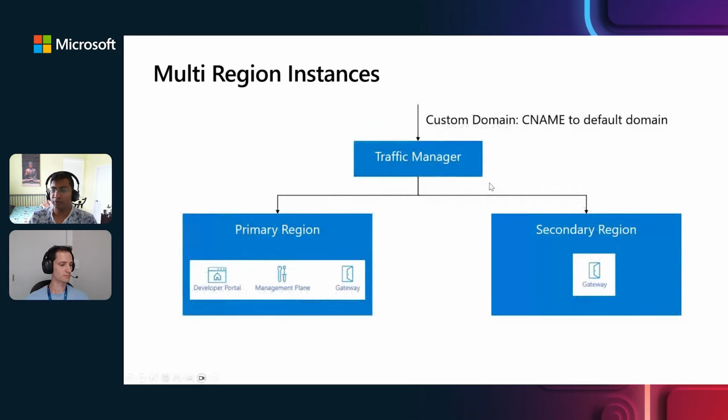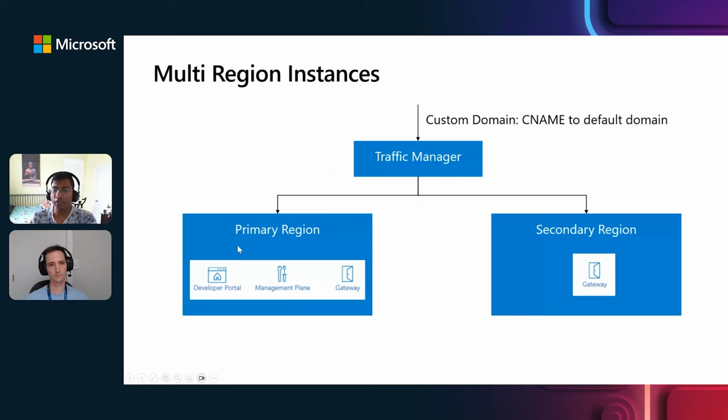And this is how you look at it. If you're talking about the primary region and the secondary region, the primary region has the developer portal, management plane, and the gateway, whereas the secondary region just has the gateway. So if you are cutting the traffic at the DNS level, say if you have a custom domain which you have CNAMEd to the default domain, make sure that you don't CNAME to the default domain. Rather, you point the custom domain directly to the region of your choice and attempt the migration on the primary region first. And during this period, only the gateway will be available on the secondary region taking live traffic, whereas the developer portal and the management plane will be down for that specified period.